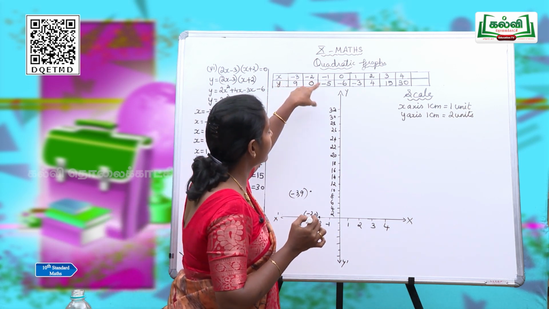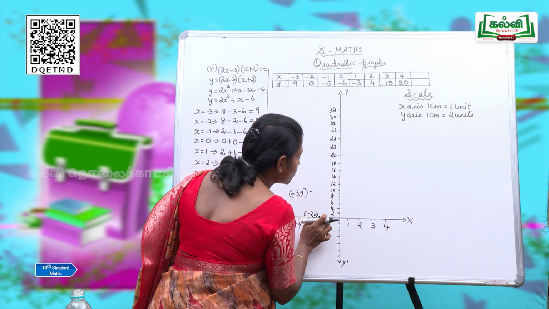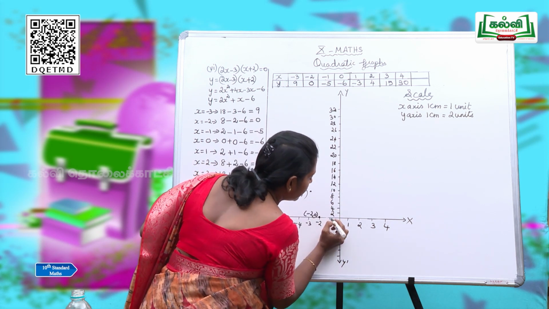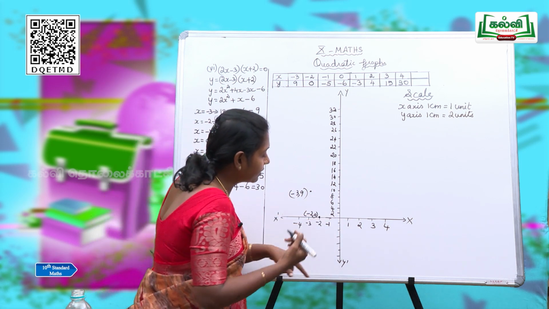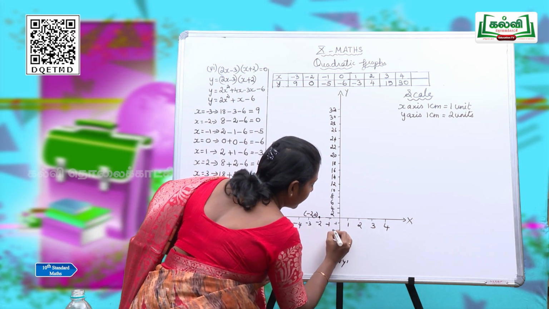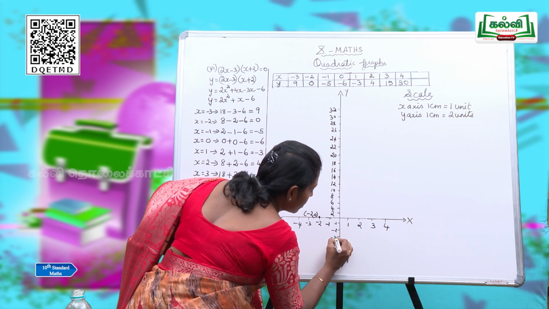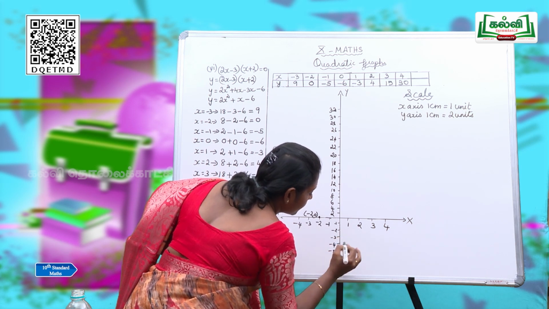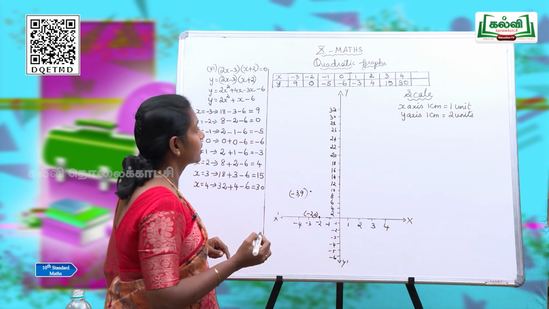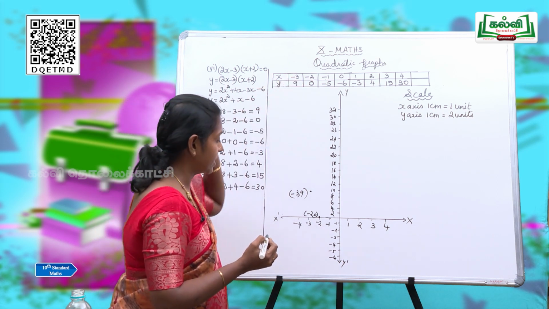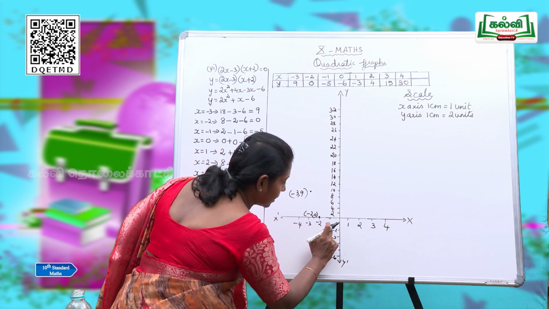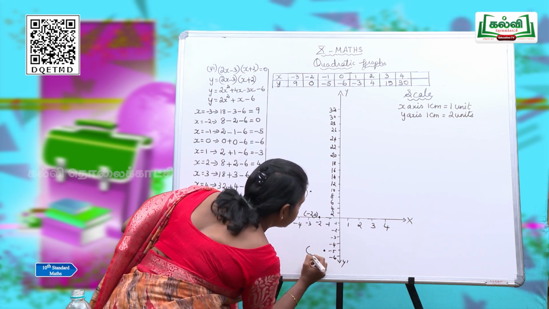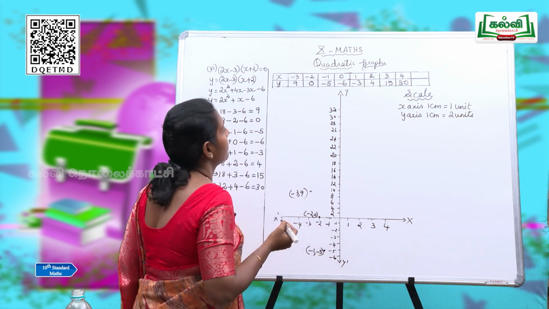Next, minus 1 and minus 5. So minus 1 and minus, where will it be? Is it upwards or downwards? See, you didn't mark here, right? We'll mark this also: minus 1, minus 2, minus 3, minus 4, minus 5, minus 6. Now, minus 1 on the x-axis, and minus 5 on the y-axis. That means here. Minus 1 and minus 5.